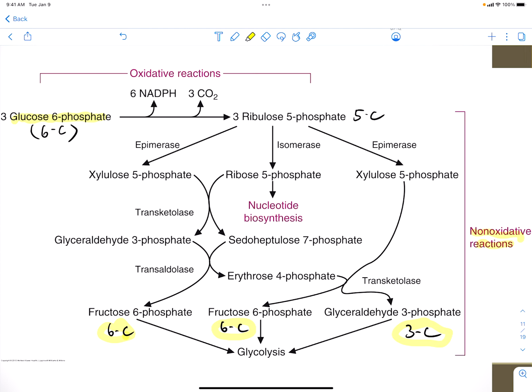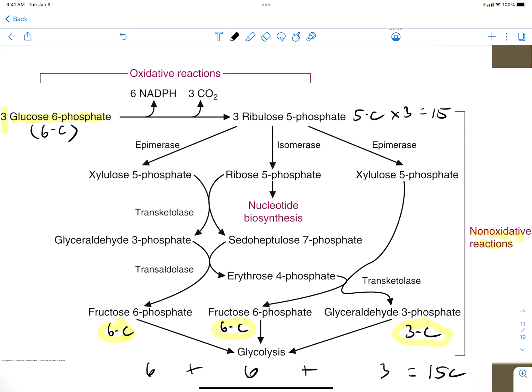And so you see here that in order to get the products at the bottom to enter glycolysis, you're going to need 3 moles of glucose to come through. So 3 moles of glucose come in, you're going to make 6 NADPH, 3 carbon dioxides, and then you're going to make 3 ribulose 5-phosphate. 3 ribulose 5-phosphate is going to be 15 carbons, so it's 5 times 3 equals 15 carbons. And here you have 6 plus 6 plus 3 is 15 carbons.